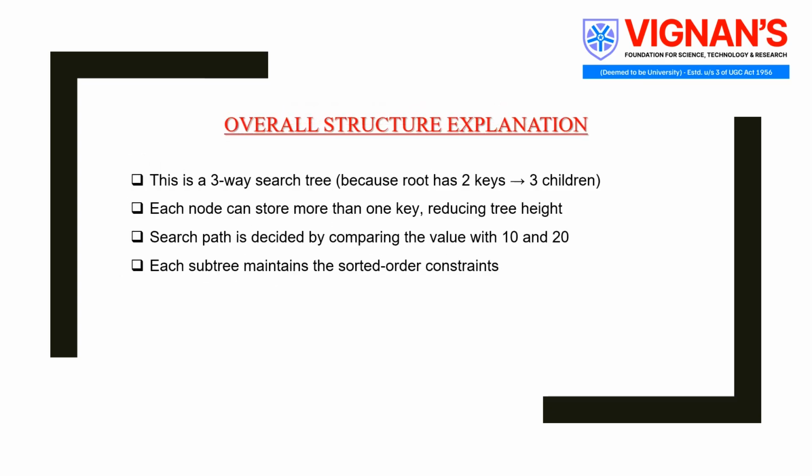Let's look at the overall structure of the M-way search tree. First, the discussed example represents a three-way search tree because the root contains two keys, which naturally results in three children. We can observe that each node is capable of storing multiple keys. This ability helps significantly reduce the height of the tree, making searches much faster compared to traditional binary search trees. When performing a search, the path we take is determined by comparing the search value with the keys 10 and 20 in the root node. Based on these comparisons, we decide whether to move to the left, middle, or right subtree.